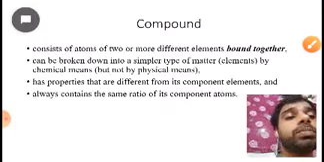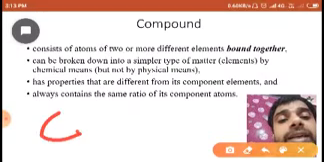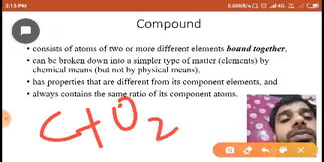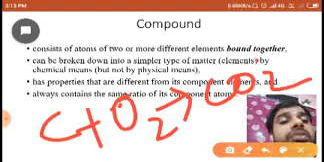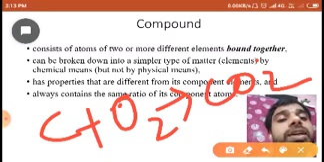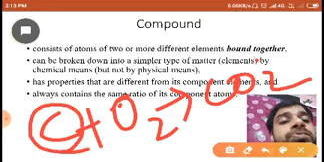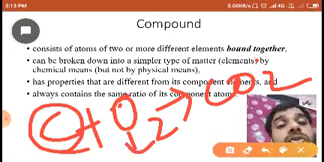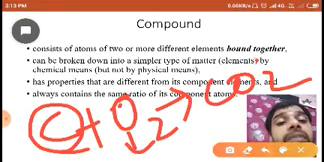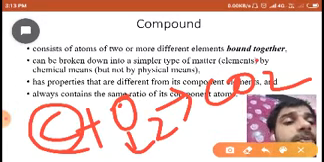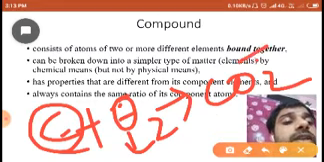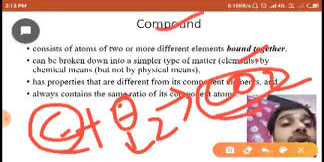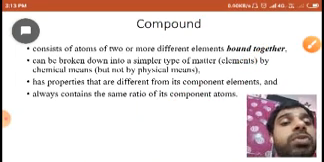Now the second thing is compound. If I write here C plus O2, what will it give? CO2. You can see the first line, what is written? Consists of atoms of two or more different elements. Yes, carbon is there, oxygen is there. Carbon is one element, oxygen is another, so a compound can form. This carbon and oxygen bond together to form carbon dioxide, that is a compound. Then, it can be broken down into a simpler type of matter by chemical means.